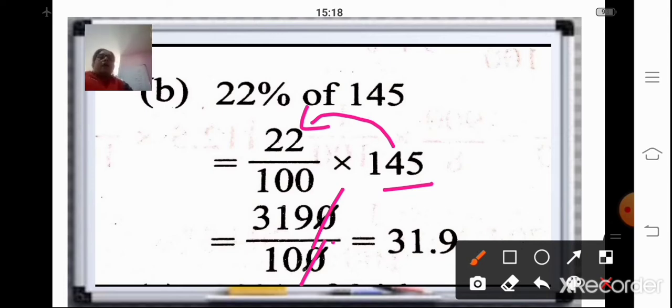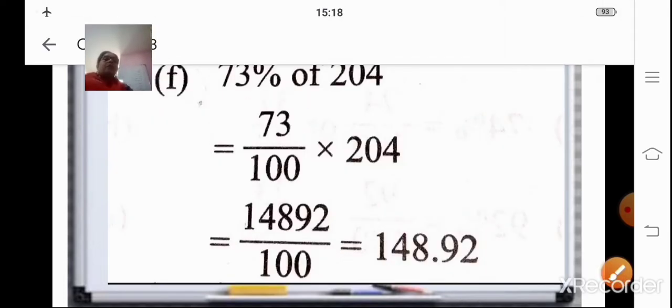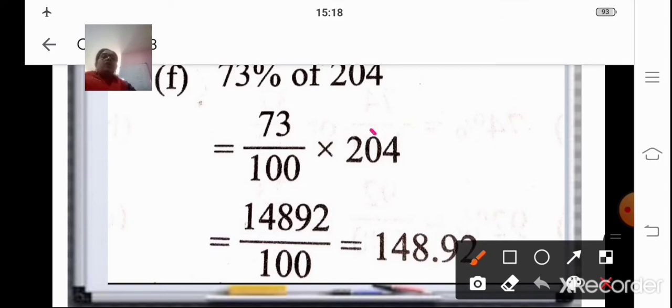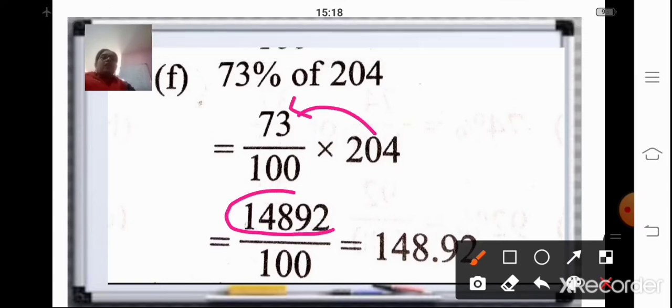Coming to the next sum, 73% of 204. Now when you multiply these two numbers, that is 73 into 204, you will get the answer as 14,892. 14,892 upon 100. That means after two decimal places, you have to put a decimal point. So your answer will be 148.92.